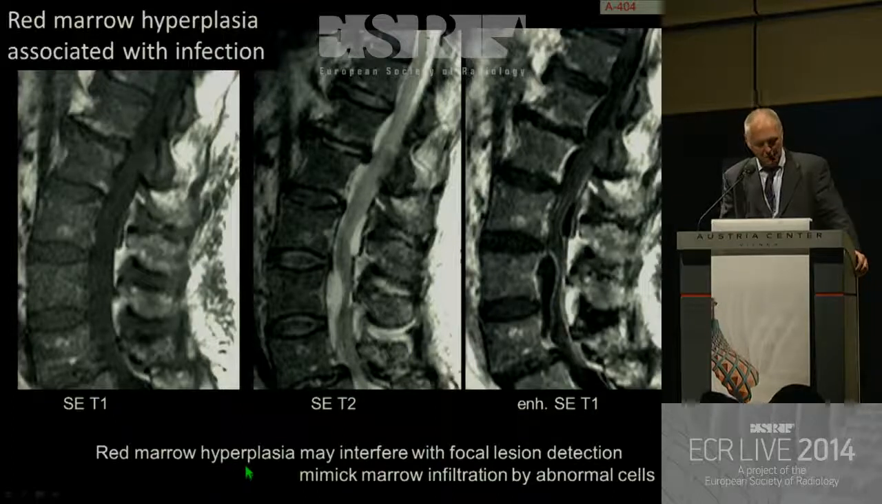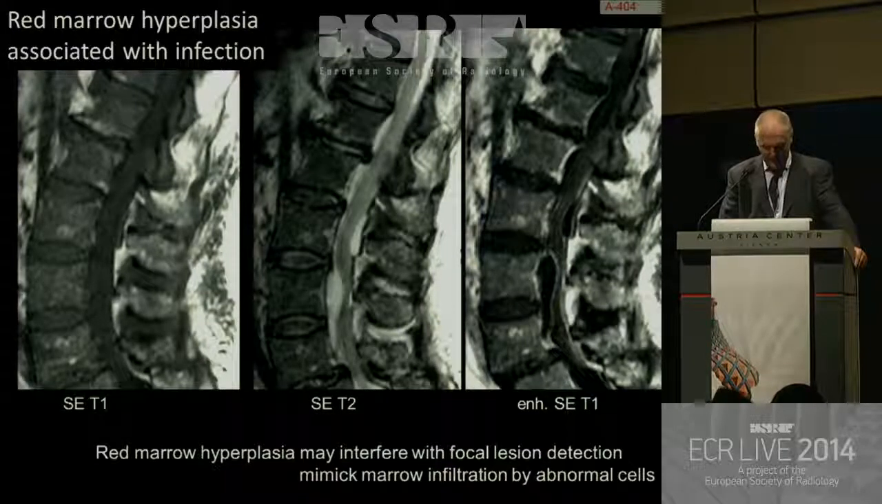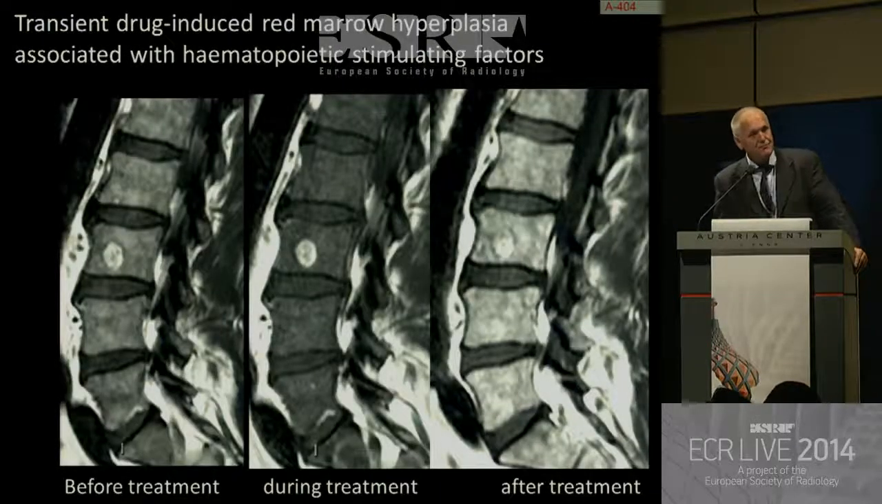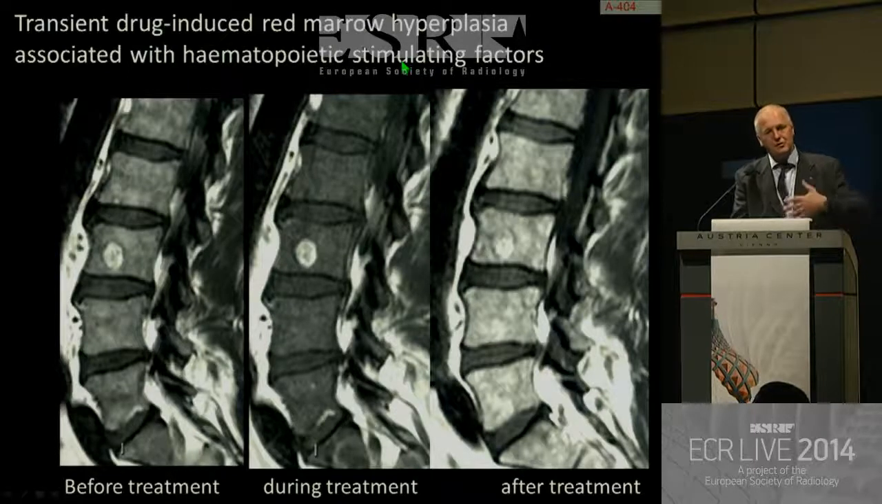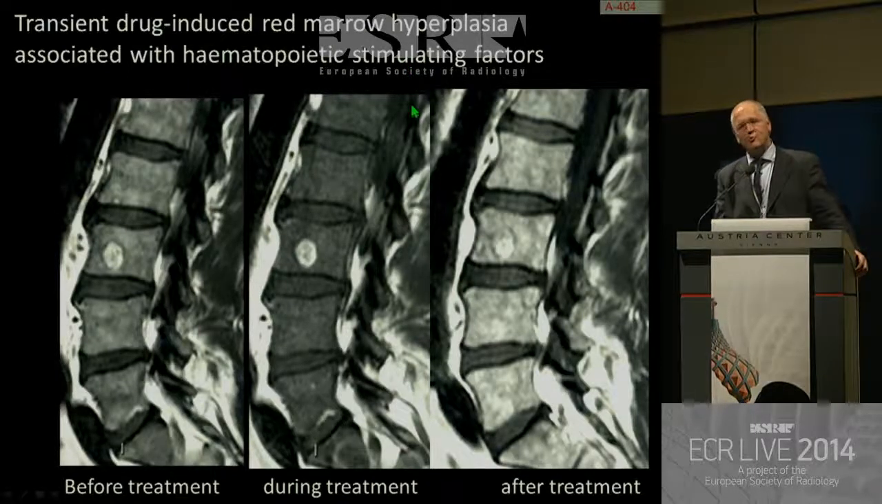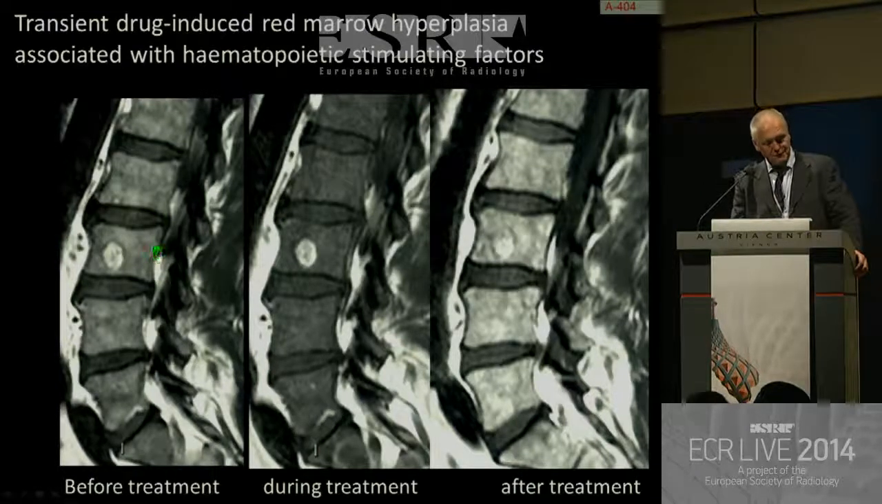And red marrow hyperplasia may obviously interfere with focal lesion detection on T1, and it may mimic marrow infiltration by any process. This is not specific, and it's not rare. There is a problem in those of you who perform follow-up of patient under chemotherapy, and this patient has chemotherapy and hematopoietic stimulating factor. These are used to stimulate the different cell lineage to reduce hemorrhage and infection. It has also an impact on the red marrow lineage.